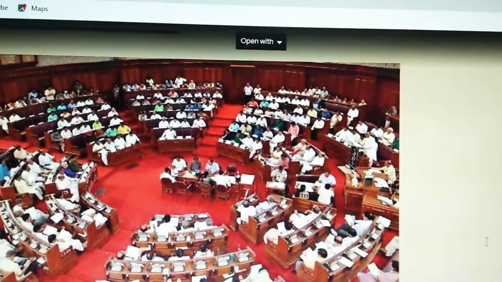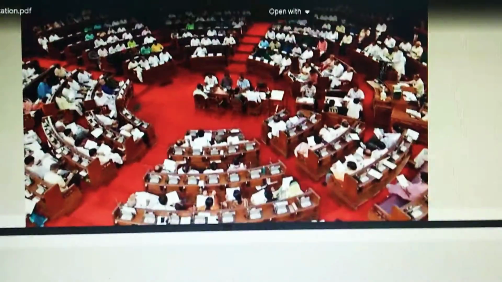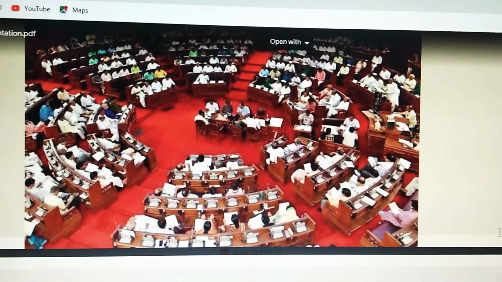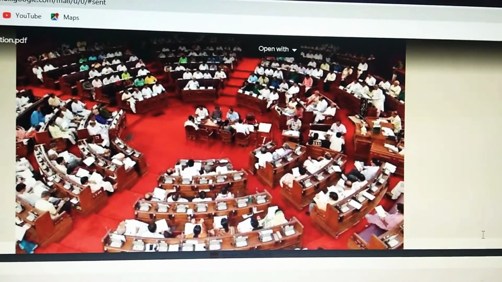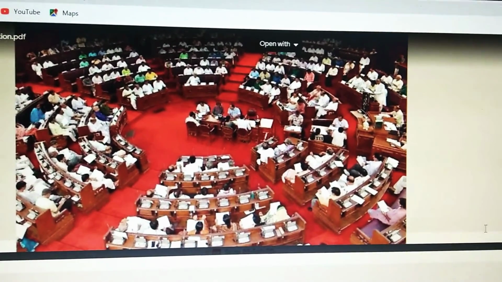First of all, we'll talk about the Lok Sabha, children. This is the Lok Sabha, you can see, children. This is the big round table. The Lok Sabha speaker will be there, children, and we have the Lok Sabha members sitting. Composition. First of all, we have to look at the composition of the Lok Sabha today.